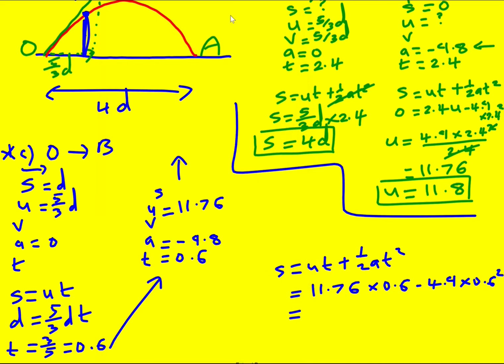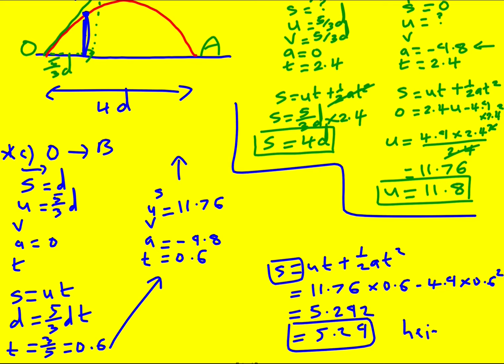We get 5.292, which I'm going to round to 5.29. So that's the height of the wall. It's just going to go over the wall. So you could argue the wall's going to be slightly less, but it's absolutely fine to leave it like this. Remember, we're dealing with a particle rather than an actual thing with dimensions.